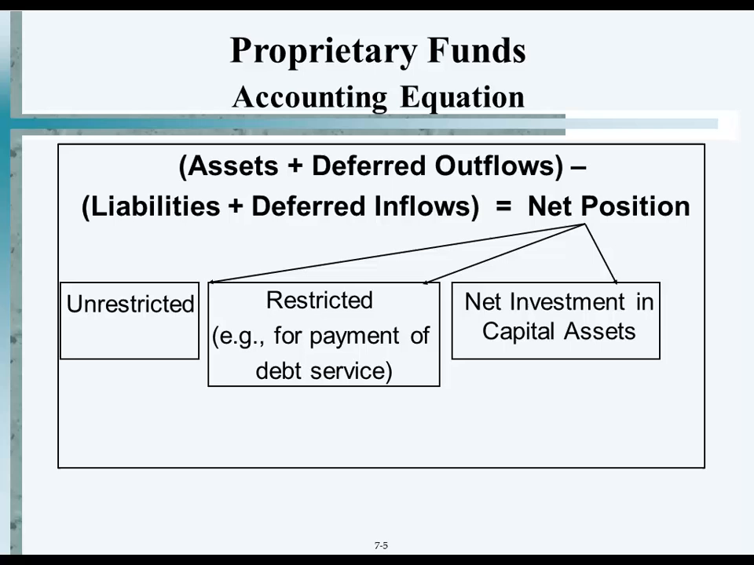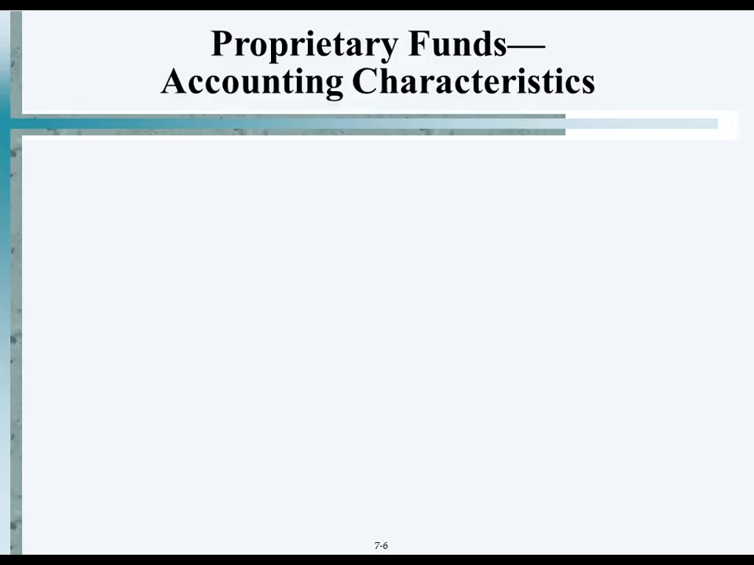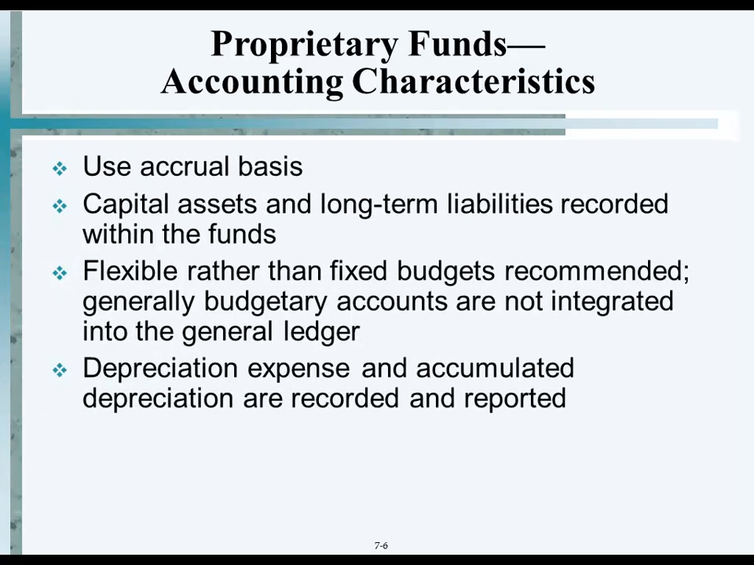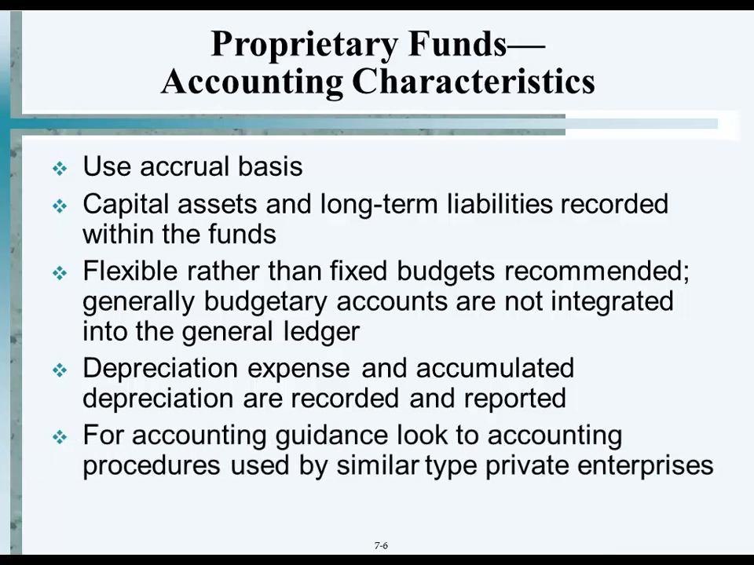So, for instance, you could receive revenues today which don't accrue till next year. That's a deferred inflow, okay? We'll talk more about this, but I'd like you to understand the equation itself. So just a couple of things to keep in mind. First, we use accrual basis. Unlike general fund, we record long-term liabilities and long-term assets.